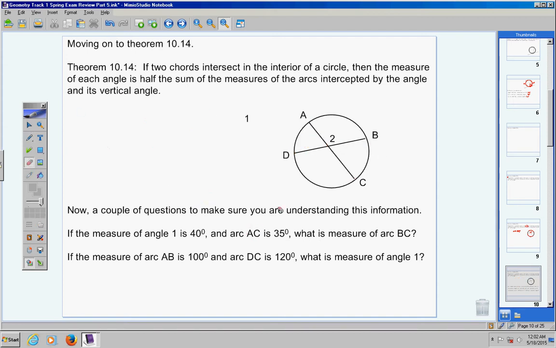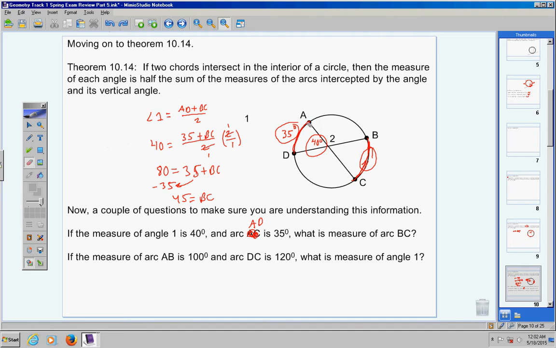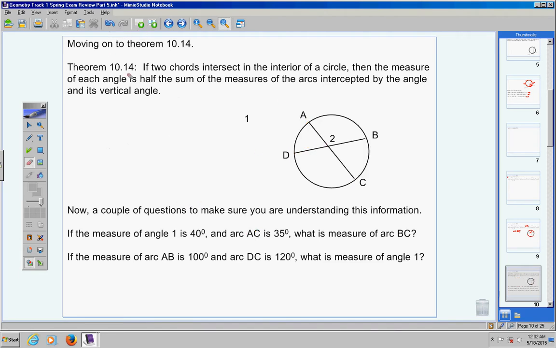Alright, now let's take a look at question number 2. If the measure of arc AB is 100 and the measure of arc DC is 120, what is the measure of angle 1? Now, you might have read this and thought that I meant angle 2, but I really didn't, okay? Not at all, in fact.